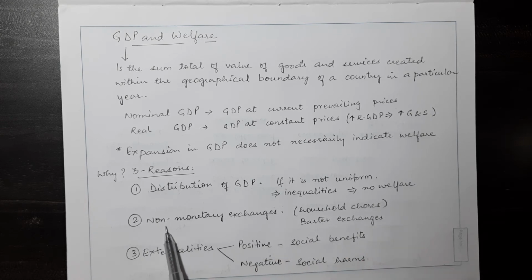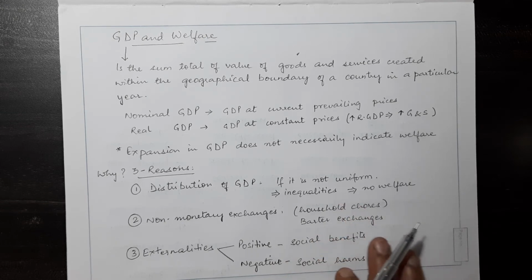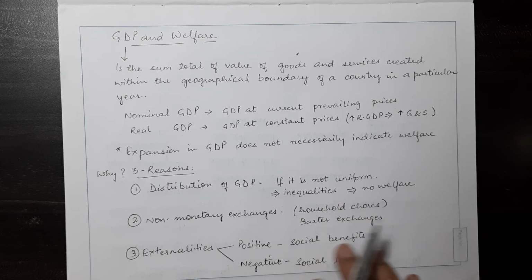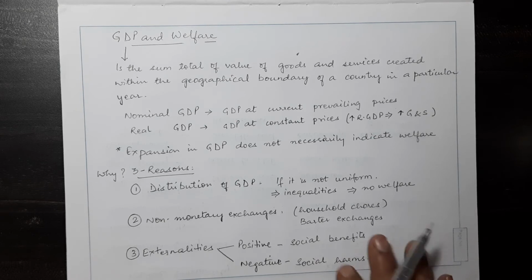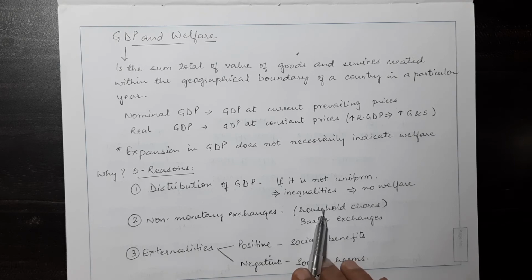The second one is non-monetary exchanges, like household chores and barter exchanges, where there is production of goods and services, but those goods and services are not exchanged for any monetary value. Like housewives working at home, or barter exchanges, where only exchange of goods takes place. These activities are not generally used to calculate the GDP, right? So this is one limitation.